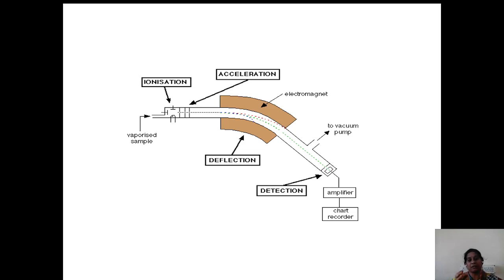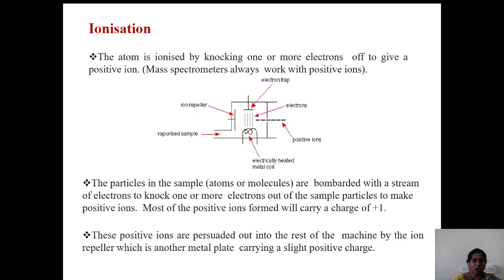And this is the block diagram. This diagram represents the different stages of a mass spectrometer. The first stage is the ionization stage, next is the acceleration stage, followed by the deflection stage, followed by the detection stage. We will cover each and every stage in detail now, starting with how ionization happens.